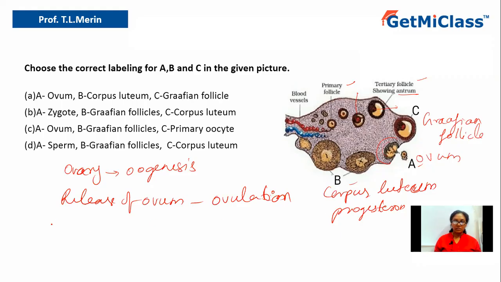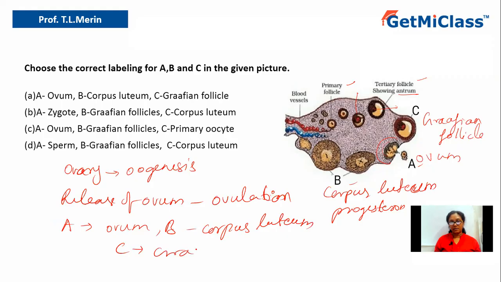So according to our description, A is ovum, B is corpus luteum, and C is Graafian follicle. Let us see. Option A says A is ovum, B is corpus luteum, C is Graafian follicle. Yes, that is absolutely right according to our description.